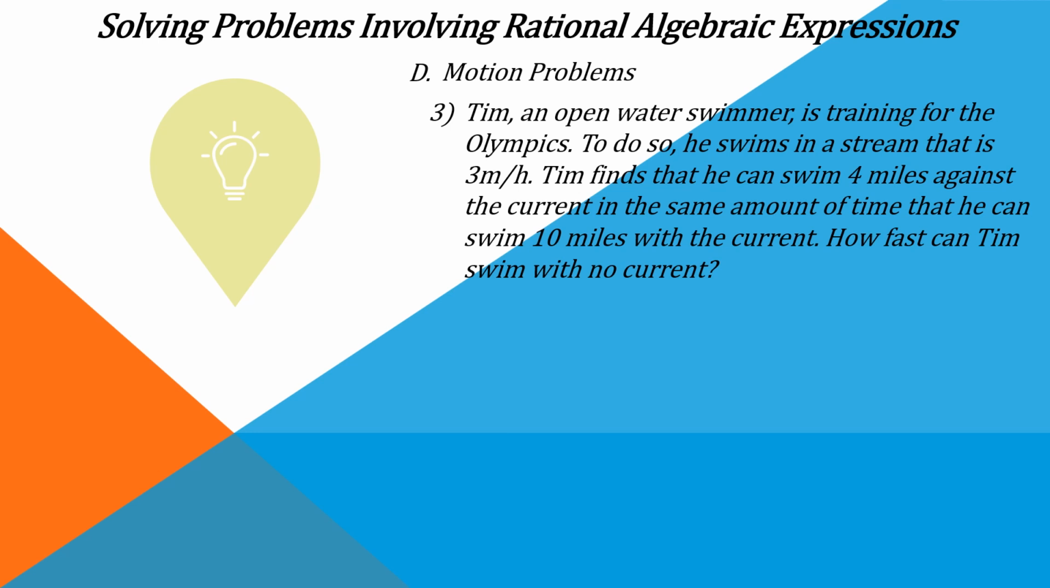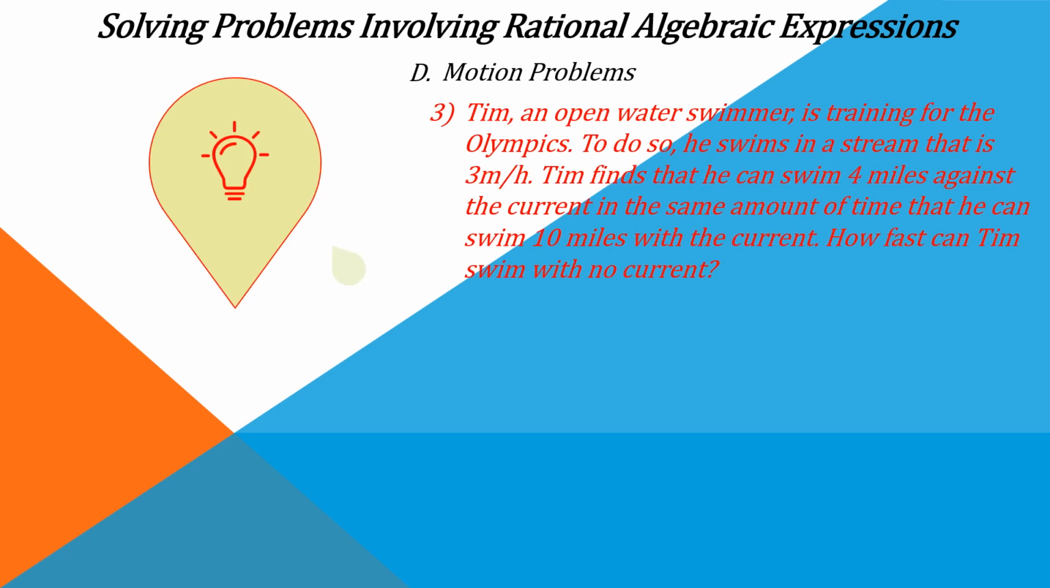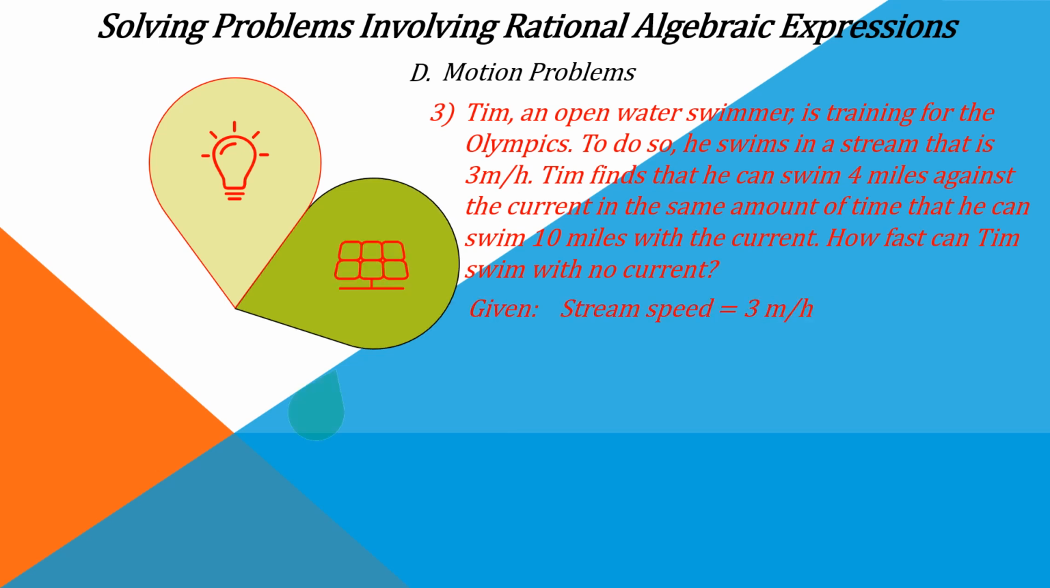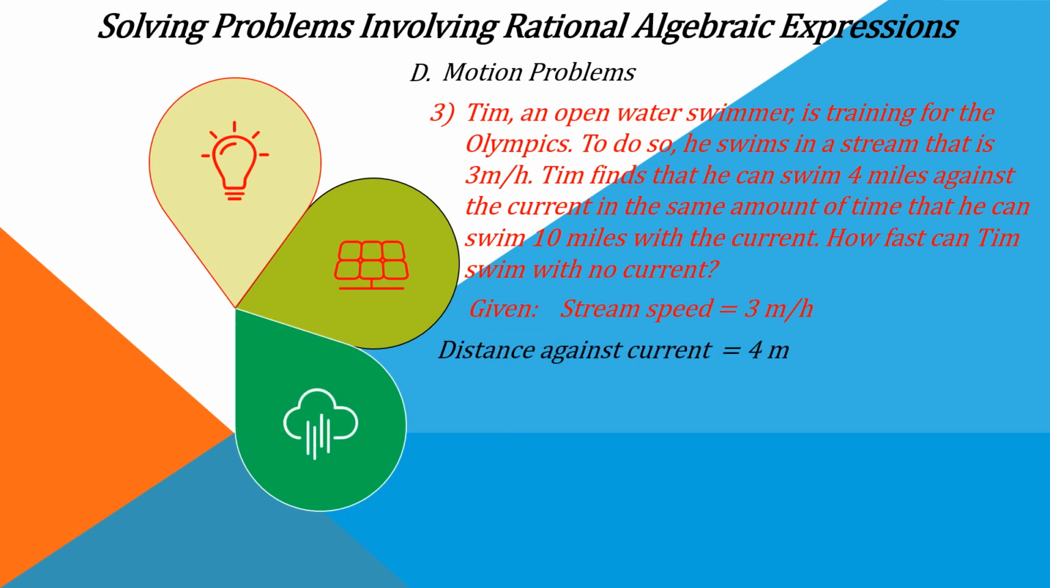Tim is a water swimmer and he swims in a stream which has a current of 3 meters per hour. And Tim can swim 4 miles against the current in the same amount of time that he can swim 10 miles with the current. How fast can Tim swim with no current? Let us take all the given. The stream speed is equal to 3 meters per hour. And distance against current is 4 meters, and distance along current is 10 meters, with the same amount of time. Now, required is the speed of Tim, which is unknown.